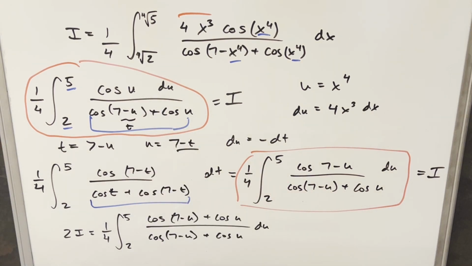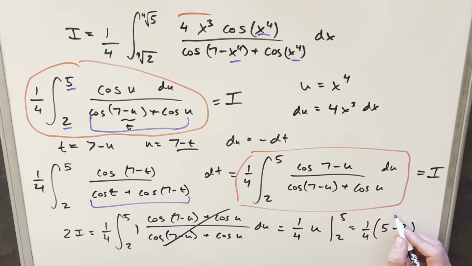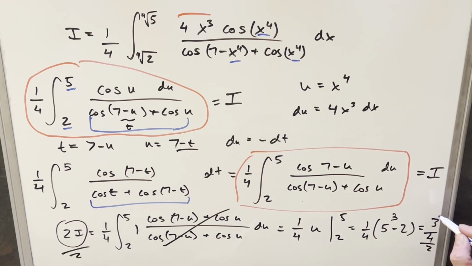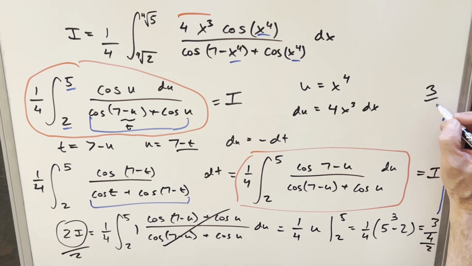Now we're in really good shape because this thing just cancels out and we're just integrating 1. We'll integrate 1 and get u evaluated from 2 to 5. When we evaluate this, we'll have the 1/4 out front, and we're just going to have 5 minus 2. Of course, that's 3, so this is going to be 3 over 4. But one more thing to finish it off: we can't forget that we actually have 2 copies of the integral. So I'm just going to divide by 2 on both sides, and for our final solution, we just have 3 over 8.